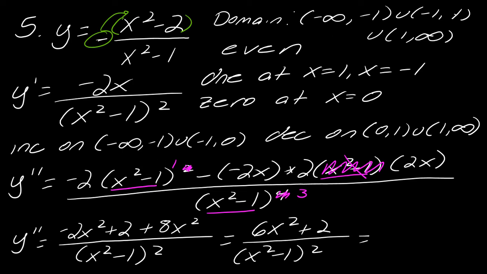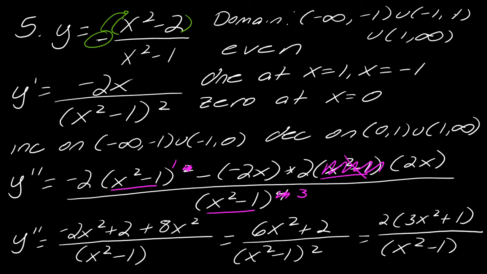And then I could rewrite this as, I could factor a 2 out of the top and call this 3x squared plus 1 over x squared minus 1. Oops, and this should have been 3's. Sorry. These are 3's. Okay. So there I've got that.